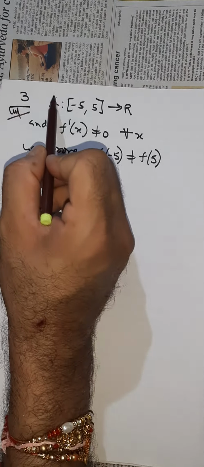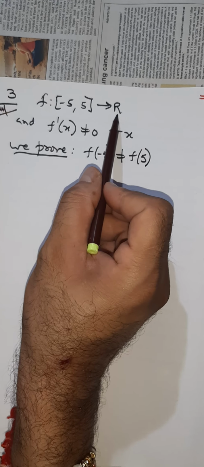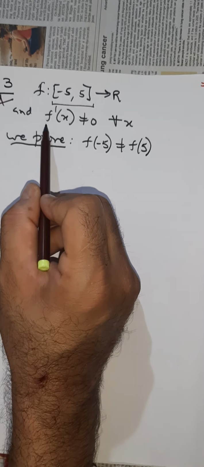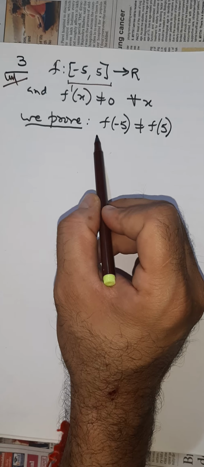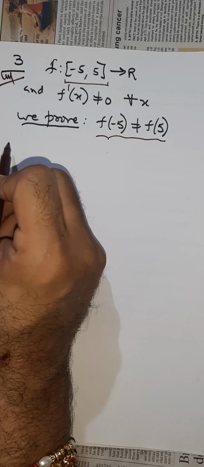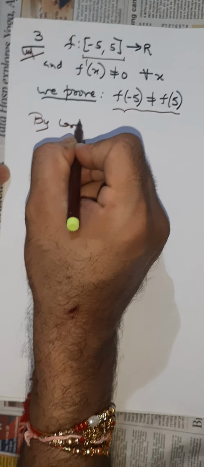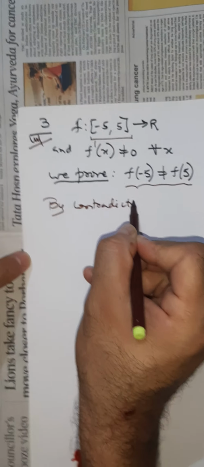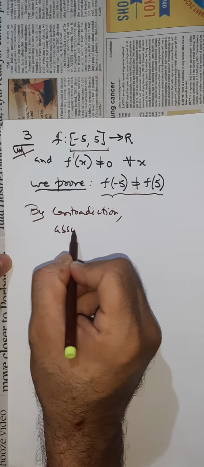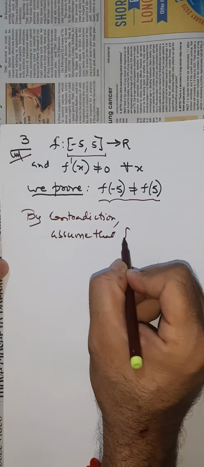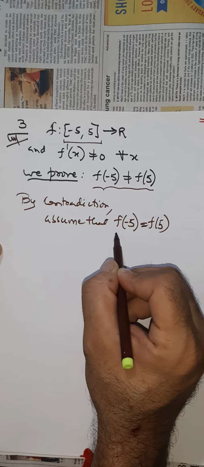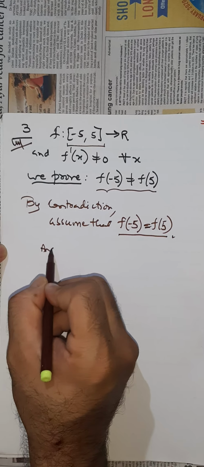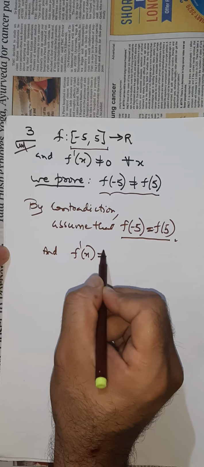Example number 3, this is an important example. You have a function from minus 5 to 5, so this is the domain of the function. You are given that the derivative of the function is non-zero for every x and you want to show that these two are not equal. So we do it by contradiction. We assume, by contradiction, that f of minus 5 equals f of 5. This is our assumption. And f dash x is non-zero, that's given to you.